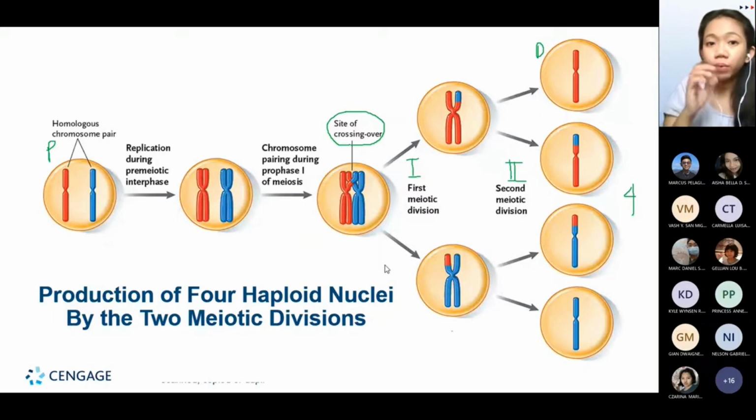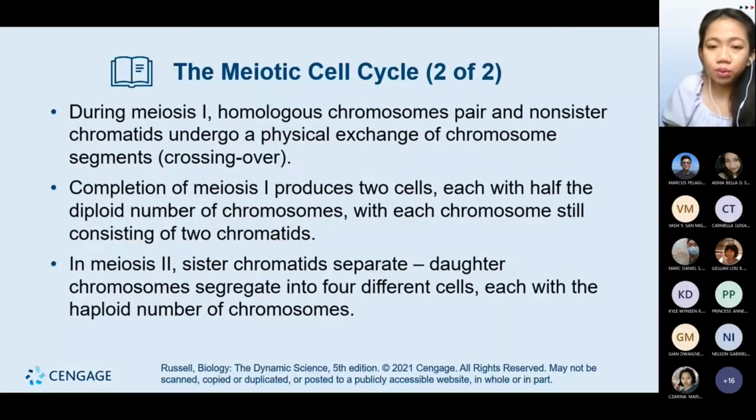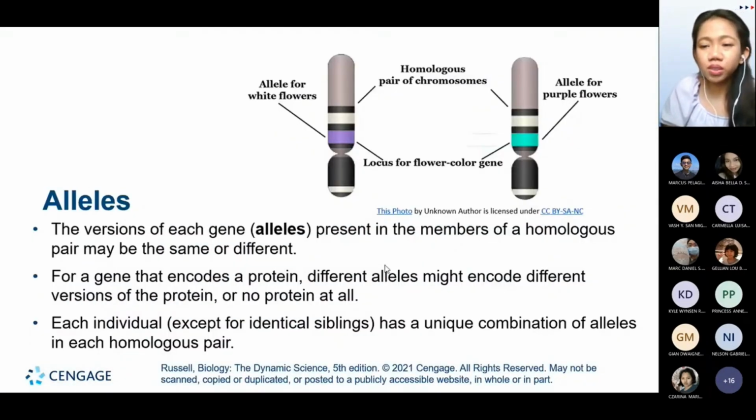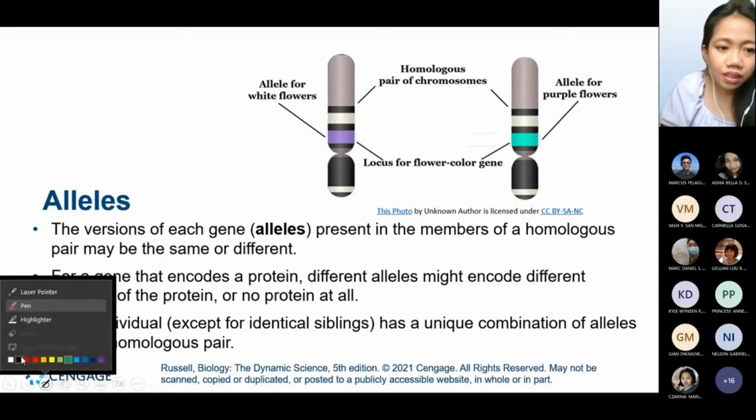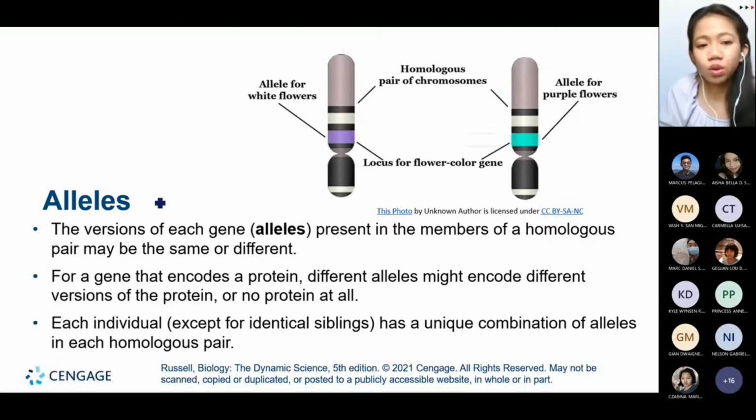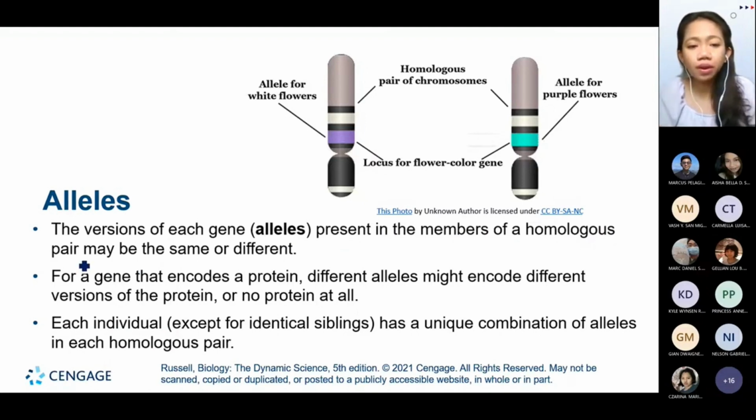So, what we're going to do, since you already know the concept in each stage, i-highlight lang natin yung differences in detail. Skip ko tong text kasi yun yung we just discussed. Alright, so before we proceed with differences, let's learn one new term, and that is the allele. Now, when we say allele, these are versions of each gene. Alleles present in the members of a homologous pair may be the same or different. So the gene may encode a protein, might encode a different protein, or no protein at all.